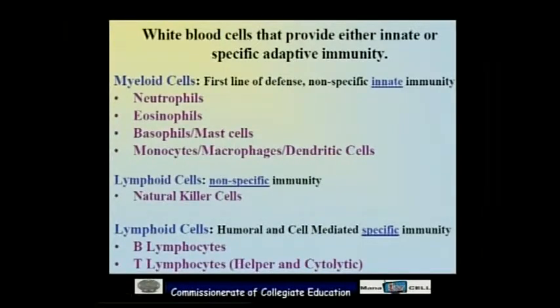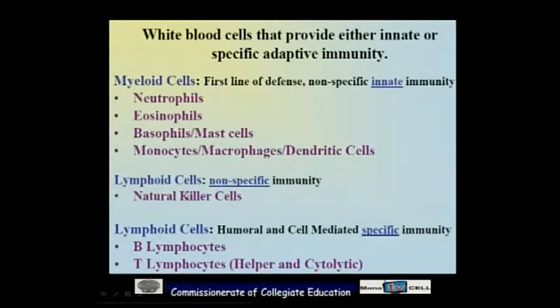So where exactly are they involved? Basically, they are involved in either innate immunity or adaptive immunity. If you take the myeloid cells, they include neutrophils, eosinophils and basophils, monocytes, macrophages and dendritic cells. They are involved in the non-specific innate immune response, or non-specific immunity.